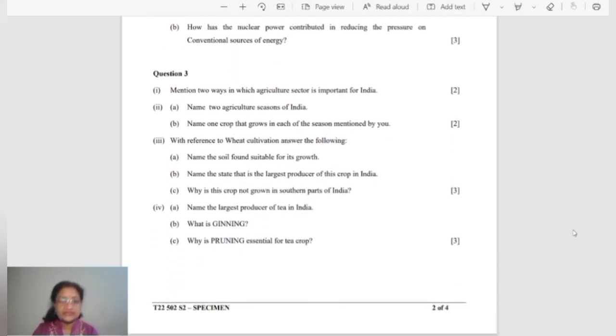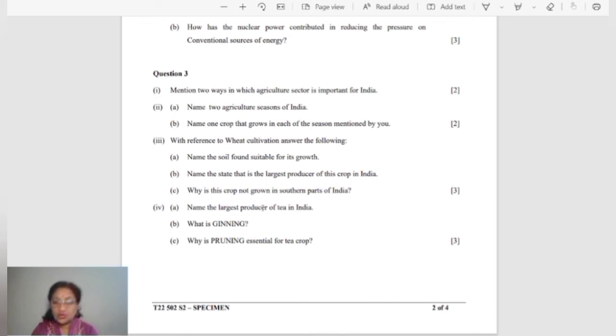Question number 3, you can see: mention 2 ways in which the agriculture sector is important for India. Name 2 agriculture seasons of India. Name 1 crop that grows in each of the seasons mentioned by you. Then name the soil found suitable for wheat cultivation. Then name the state that is the largest producer of this crop in India. Why is this crop not grown in southern parts of India? Name the largest producer of tea. What is ginning? What is pruning? Right? Why is pruning essential for the tea crop?